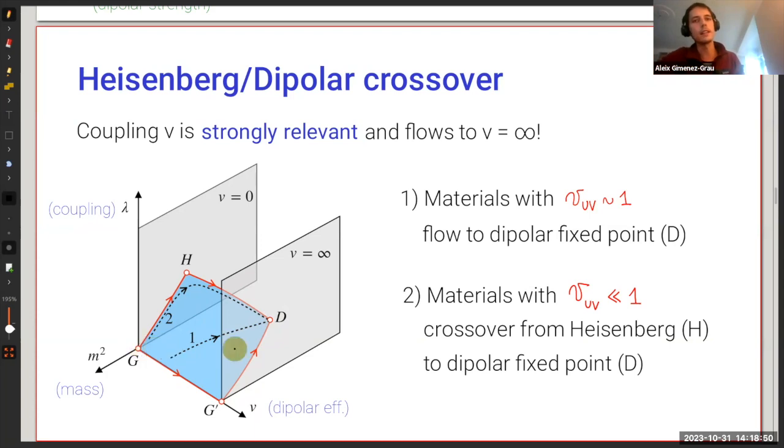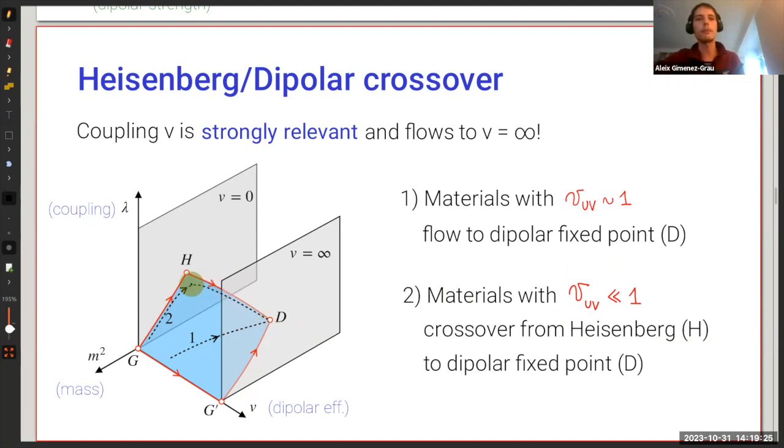Instead, there are also some materials that have very small intrinsic dipolar effects. The fact that they are very small means that when you start in the UV, before doing your RG flow, your coupling V is very small. In this diagram, this means that you start your RG flow very close to here, very close to V equals 0. Then when you follow your RG trajectory, for a while you are going to be very close to Heisenberg. But at some point, eventually, you are going to land on dipolar.